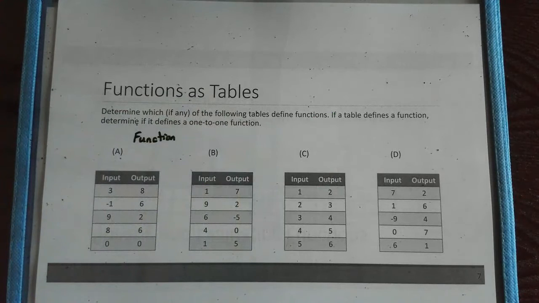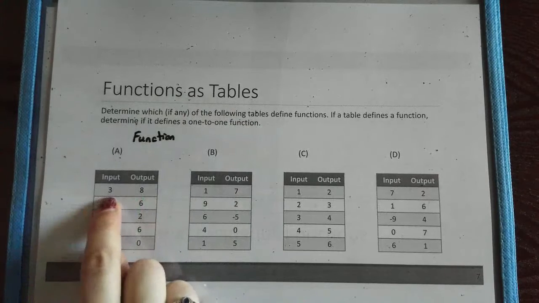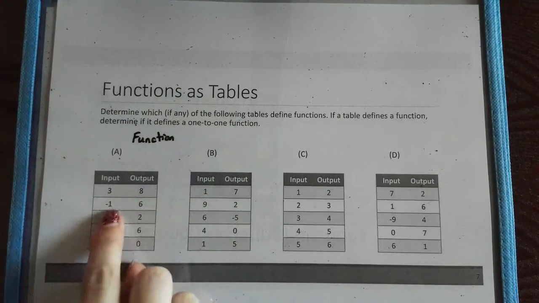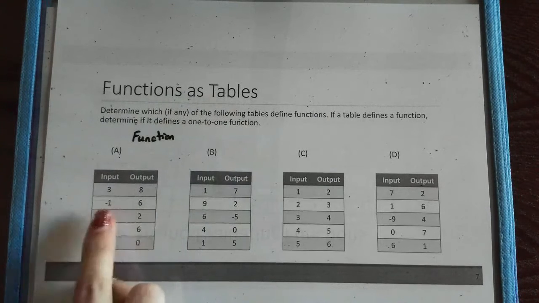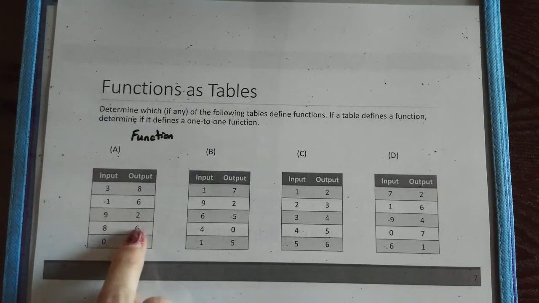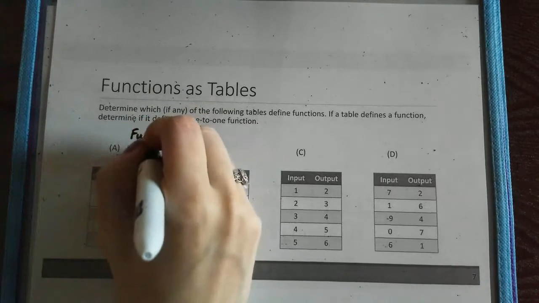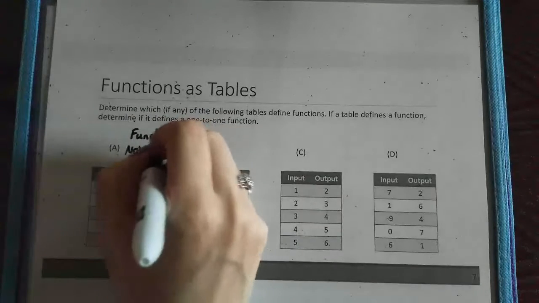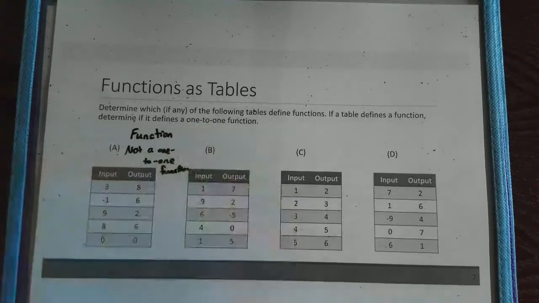Let's check to see if it's one-to-one. Does each output only have one input? An output of 8 gives us an input of 3. An output of 6 gives us -1. But wait a minute. There's another output of 6 here. If I know my output is 6, then either my input is -1 or 8. So this output 6 has two different inputs. That is not a one-to-one function, because the output of 6 has two different inputs.